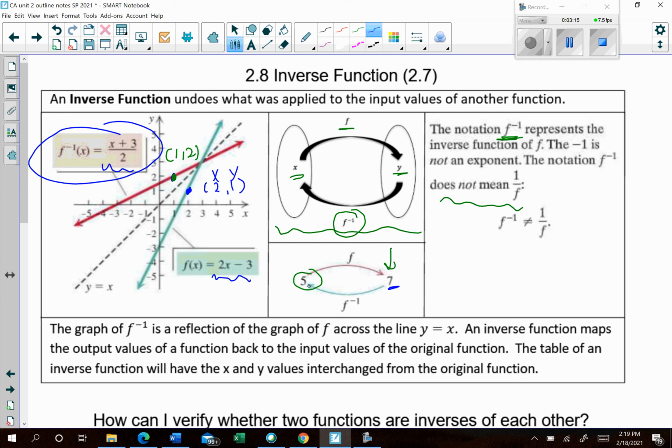One other thing to look at, and you can see this on the graph: the graph of f inverse is a reflection of the graph of f across the line y equals x. You see this dashed line, y equals x. Inverse functions are a mirror image across this dashed line. An inverse function maps the output value of a function back into the input value of the original function. The table of an inverse function will have the x and y values interchanged from the original function.